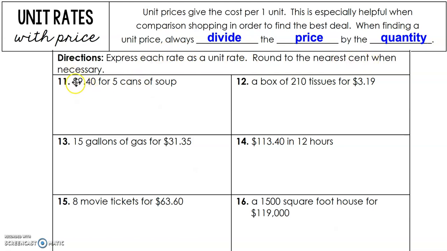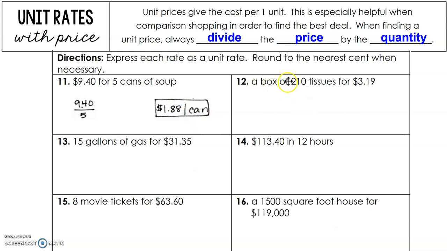So it costs $9.40 for 5 cans of soup. We want to know the cost per can to find the unit rate. So $9.40 is our numerator because that's our money. And we're dividing that by the quantity, the number of cans of soup. So $9.40 divided by 5 gives us a cost of $1.88 per can. So we could compare that to another brand and decide whether this is the better deal or not.